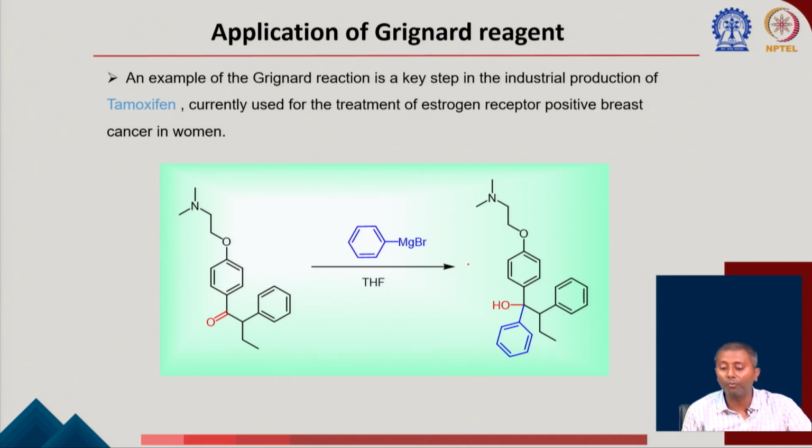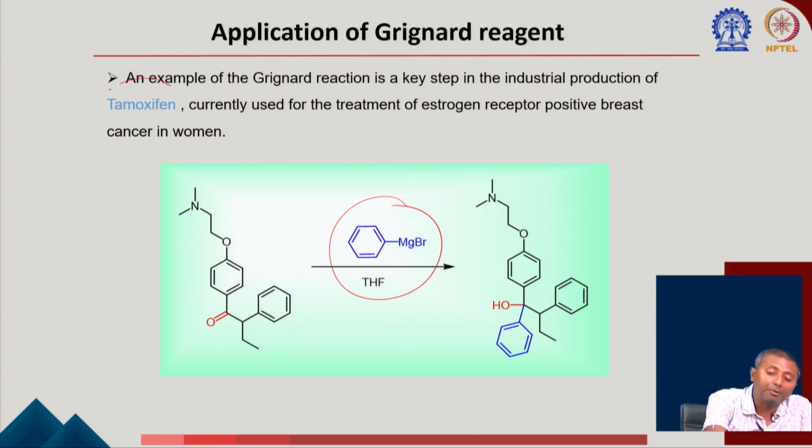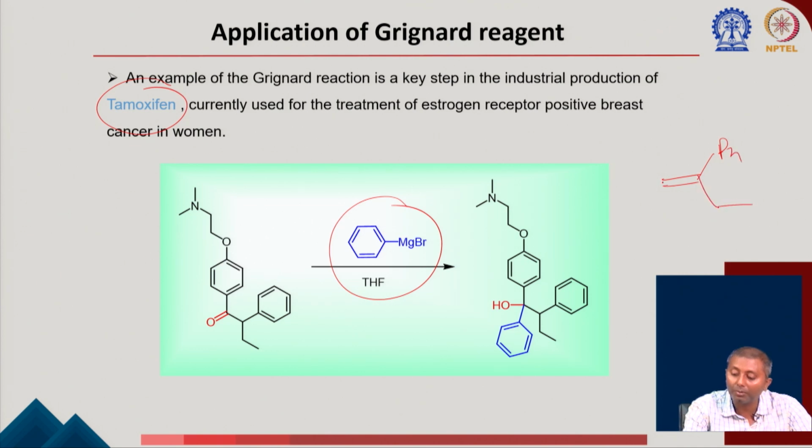Here I am going to show you one of the applications of this chemistry. If you have a Grignard reagent like aryl magnesium bromide and a carbonyl compound, the Grignard reaction was used in the industrial production of tamoxifen. Tamoxifen is an anti-cancer drug. Tamoxifen is actually a tetrasubstituted olefin. You can see this will be the structure of tamoxifen. You have a phenyl group here, an ethyl group here, and a phenyl here.